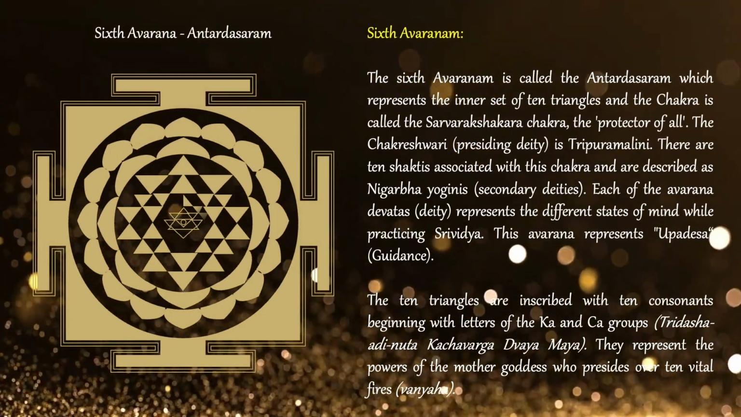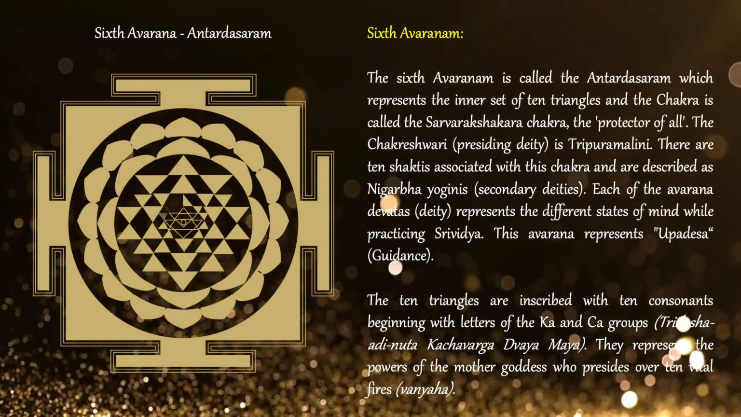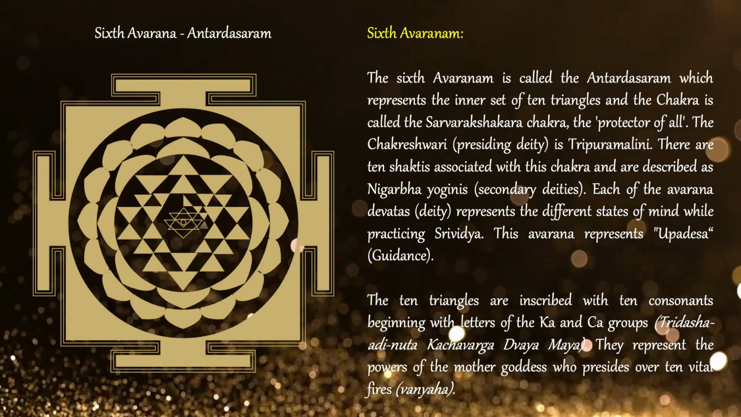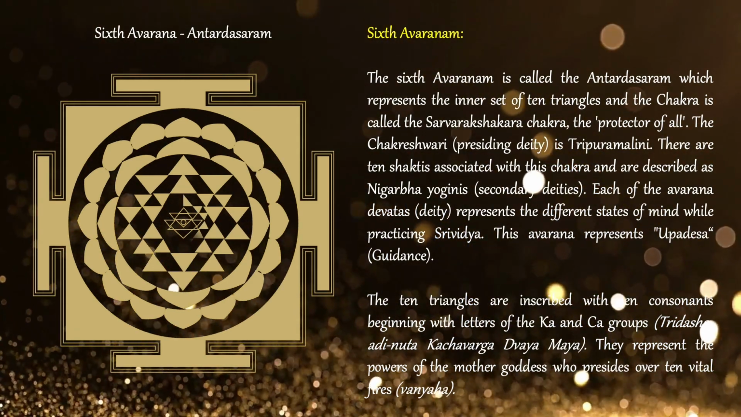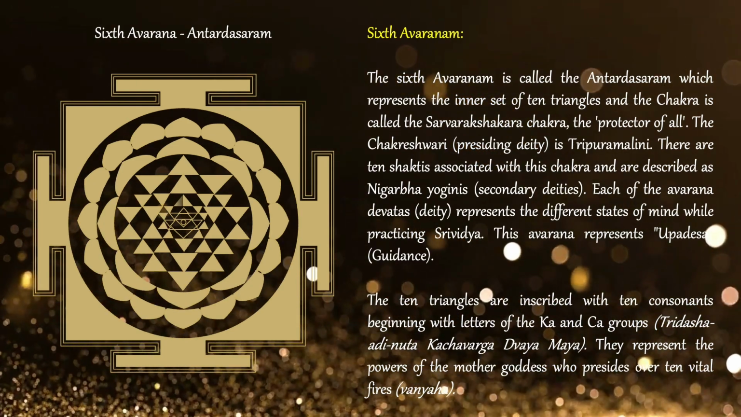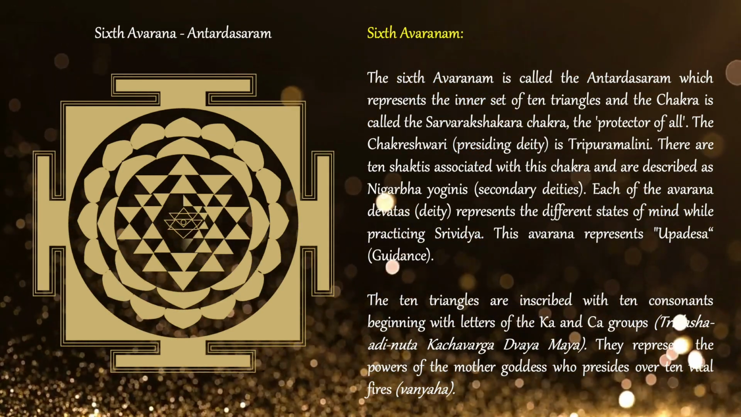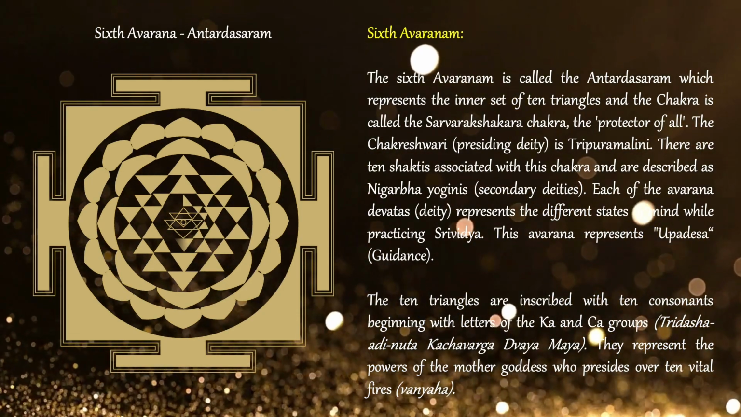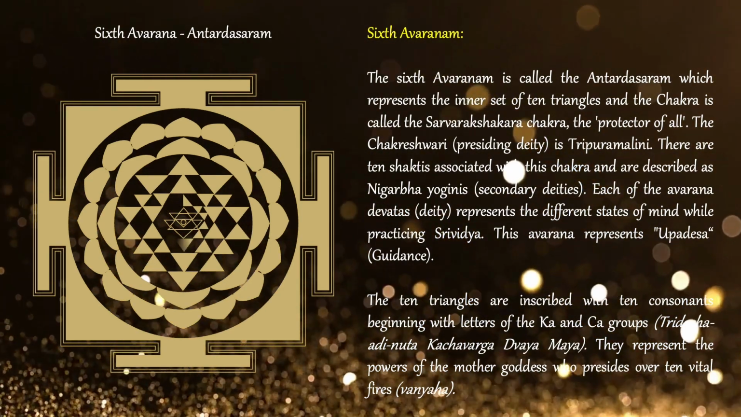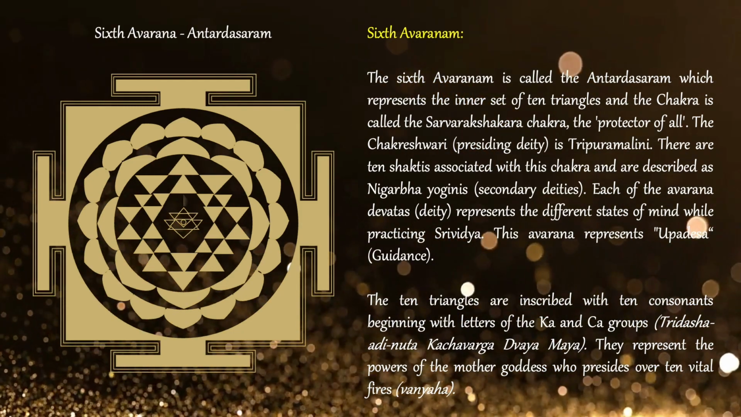The sixth Avaranam is called the Antardasharam, which represents the inner set of 10 triangles, and the chakra is called the Sarva Rakshakara Chakra, the protector of all. The Chakreshwari is Tripura Malini. There are 10 Shaktis associated with this chakra and are described as Nigarbha Yoginis.